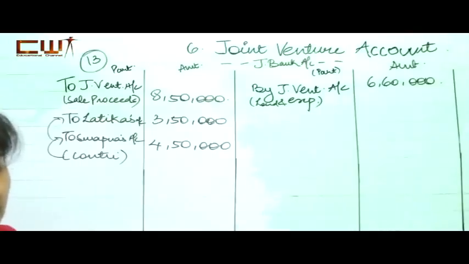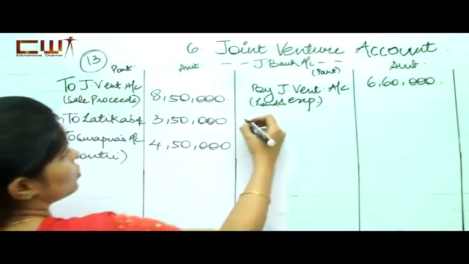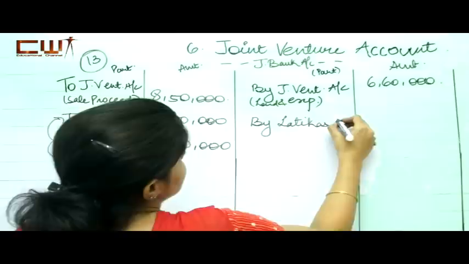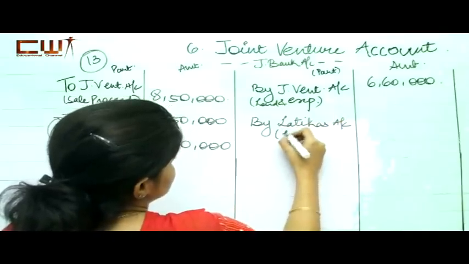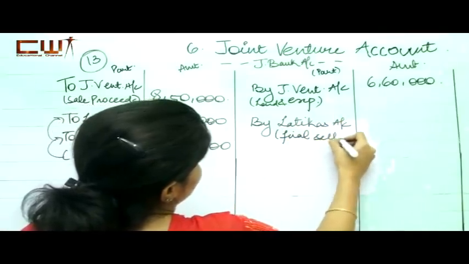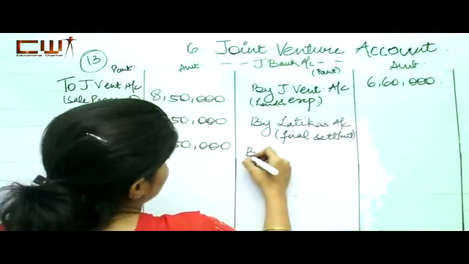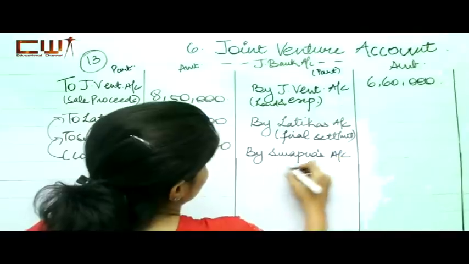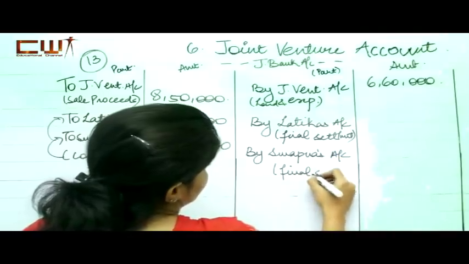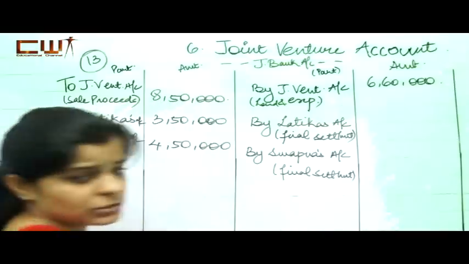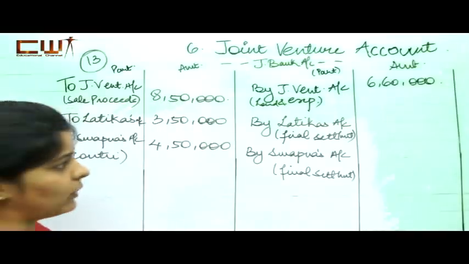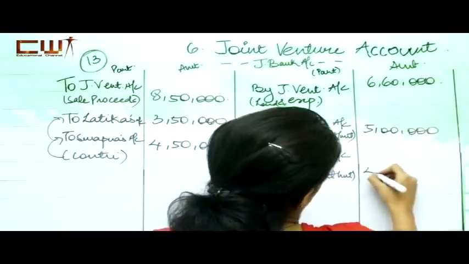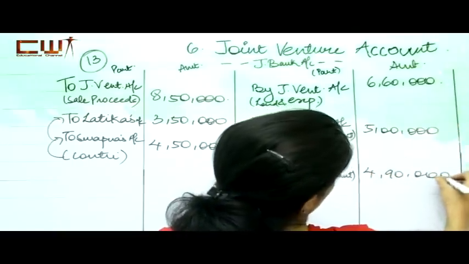Right. The settlements account, co-ventures account to joint bank account. So by Latika's account, that is final settlement, and by Swapna's account, final settlement. How much? Final settlement 5 lakh for Latika and 4,90,000 for Swapna.